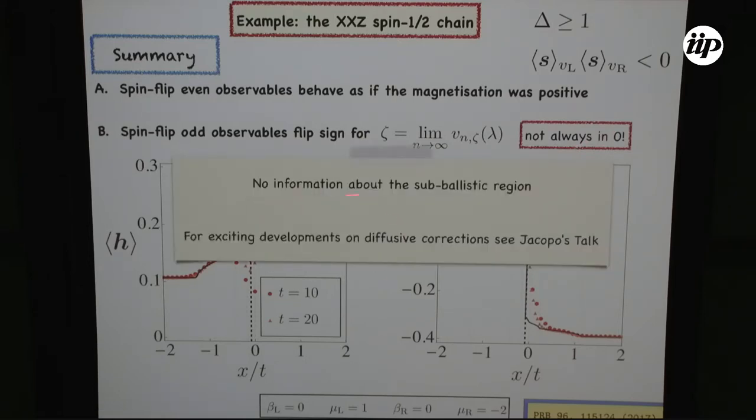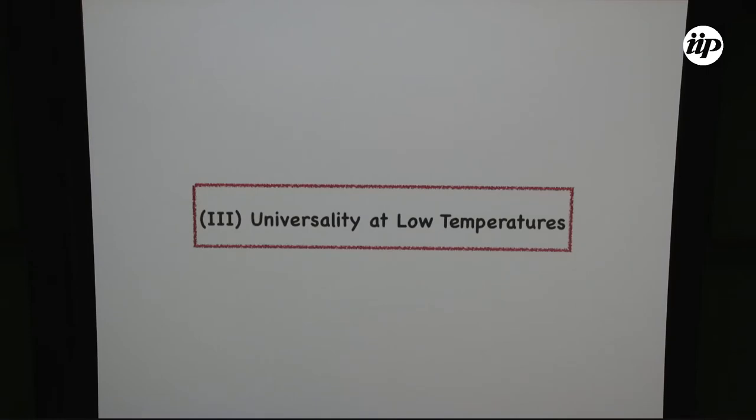Okay, so this approach here tells you where the jump is, so where this sub-ballistic region is in our X over T space, but doesn't tell you anything about what happens in that sub-ballistic region. But if you have seen Jacopo's talk, you have seen some interesting developments also in that direction. Okay, so let me now change topic. It's a good point to ask questions if you have some.